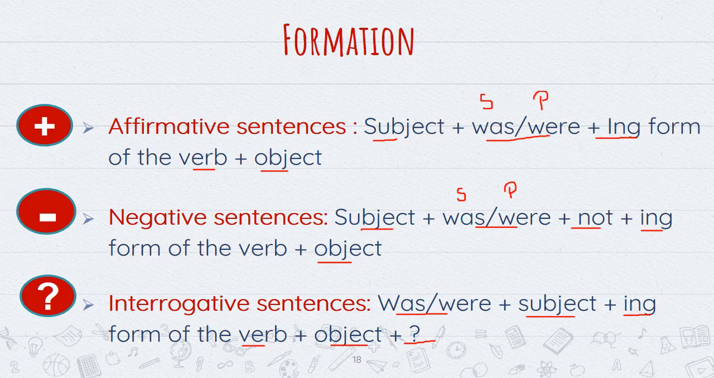Formation of the same. In present continuous tense, we use is-am-are. But in past continuous tense, in place of is-am-are, was or were will be used. Subject plus was or were plus ing form of the verb plus object. In negative sentences, we'll do the same. We'll just add not just after the helping verb, and our helping verbs are was or were. And in an interrogative sentence, we begin the sentence with the helping verb, was or were, and at the end there will be a question mark.